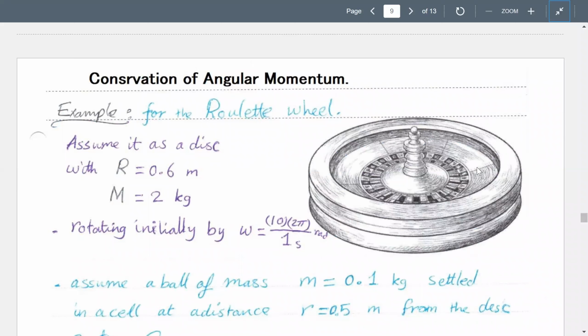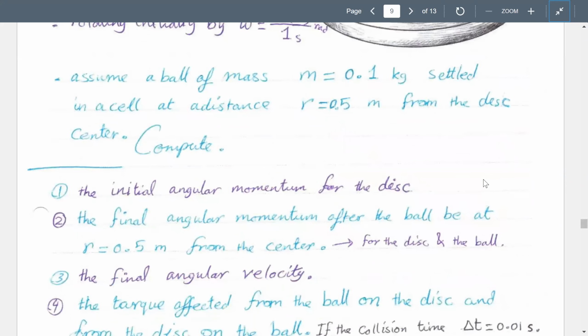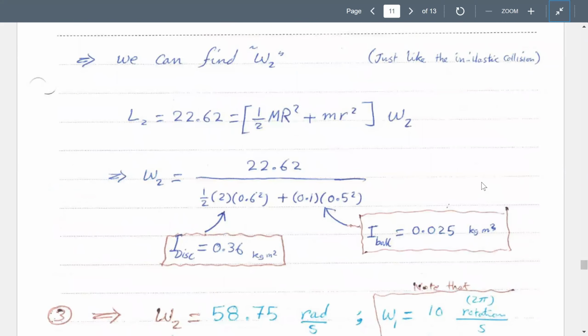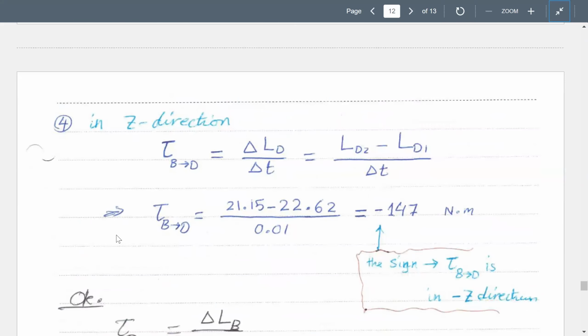Imagine that the ball comes here and the disk is rotating counterclockwise. The ball will affect it clockwise because of its collision. Assume yourself jumping onto a rotating disk, your effect will be in the opposite direction of that rotation. So the torque done by the ball is in the opposite direction, which is the negative sign in the Z direction.